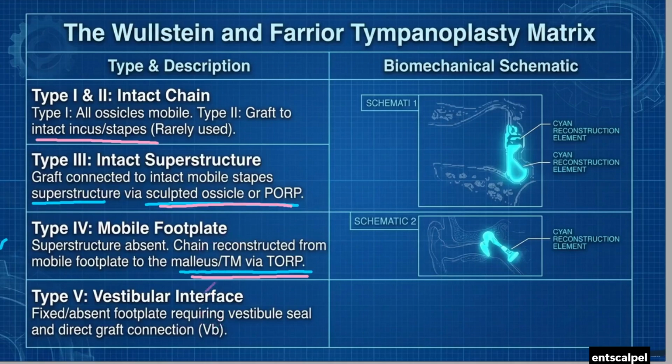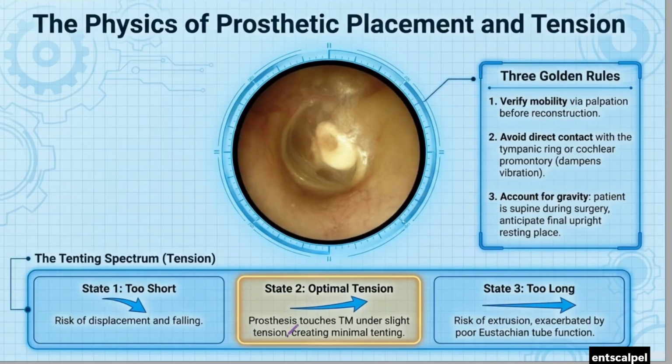So if Farrier's system maps the final architecture, what are we actually using to build these bridges? Because we are talking about spanning a gap in a space that is literally smaller than a dime. This is where surgeons deploy highly specialized prostheses, and they're primarily categorized into two acronyms that you'll see in the text, PORP and the TORP. Let me guess the naming convention here. P for partial, T for total?